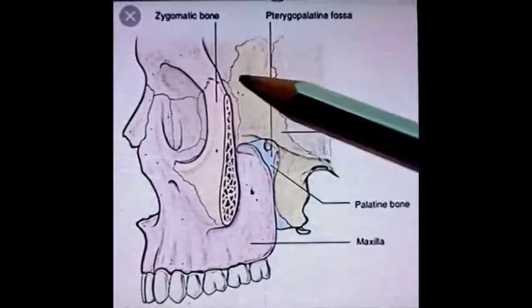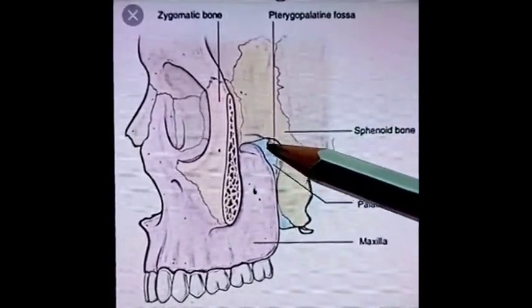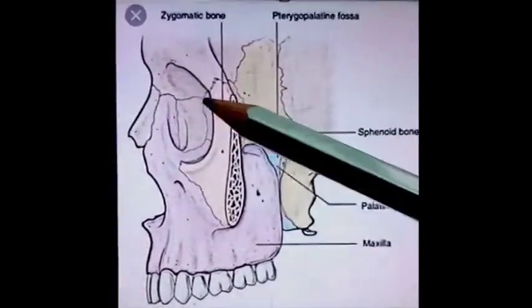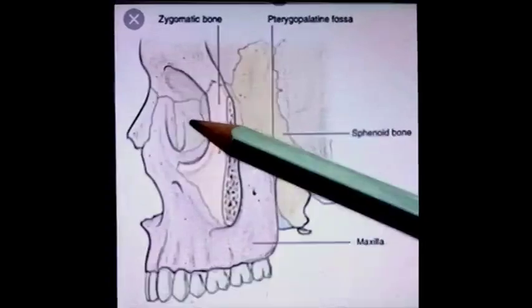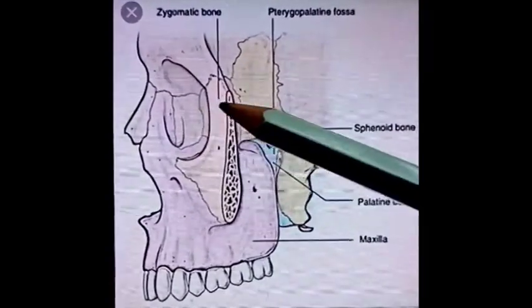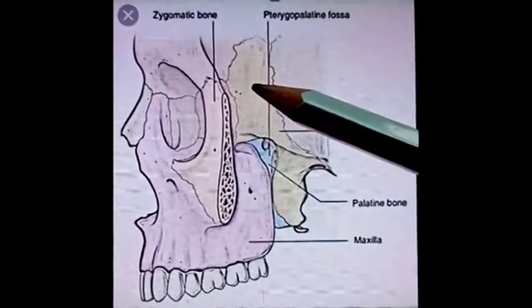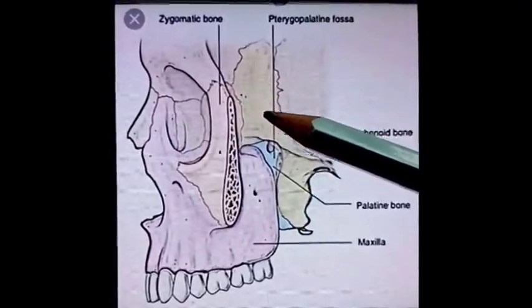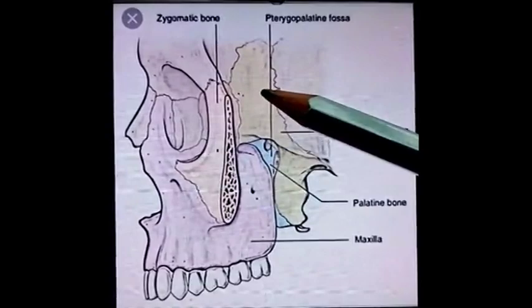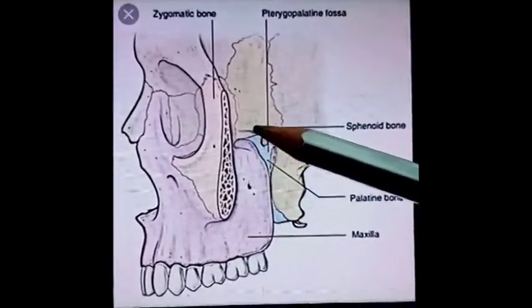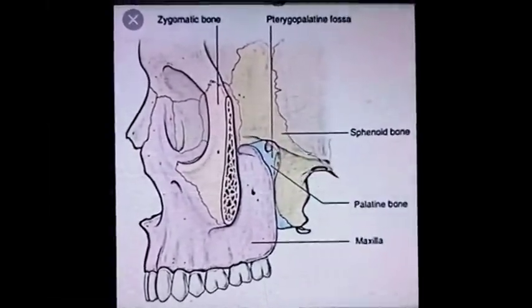This fossa lies exactly below the apex of the orbit. So this is the orbit. Apex of orbit lies posteriorly, in the form of a narrow conical area. So if we go from above downwards, exactly below the apex of that orbit lies the pterygopalatine fossa.